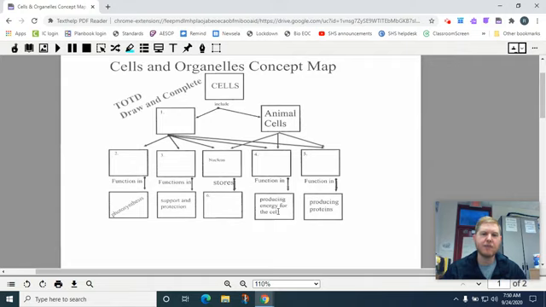Producing energy for the cell: what organelle produces energy? What organelle makes proteins? What organelle provides support and protection? What organelle does photosynthesis? So these are organelles. This is probably going to be some kind of eukaryotic cell, just saying.